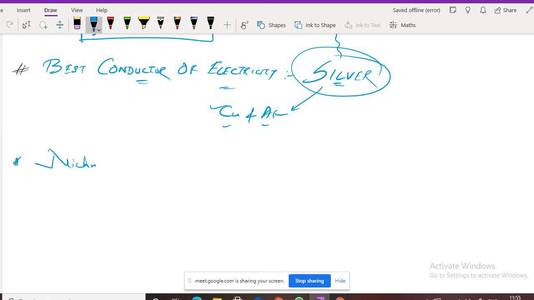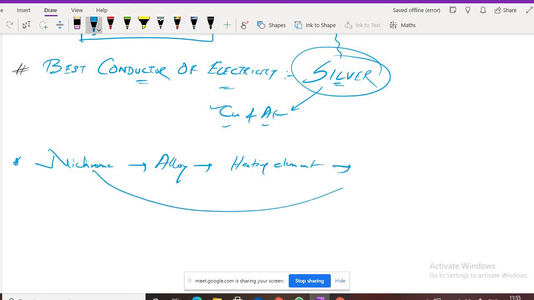Next, nichrome. Nichrome is an alloy. It is used in heating elements. Why so? Because nichrome has high resistivity. As resistivity is high, we know that R is equal to rho L by A, so resistance will also increase. Yes or no?